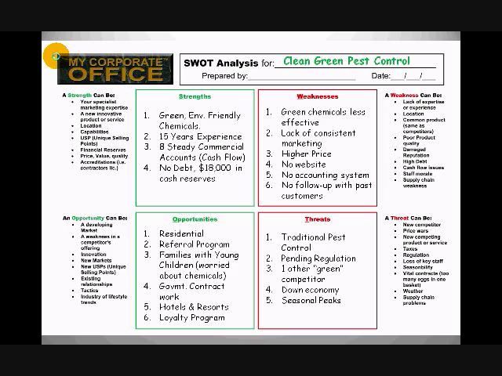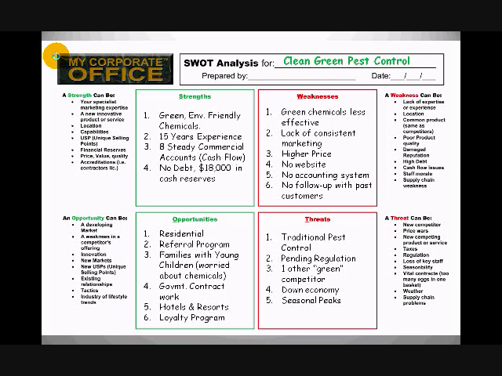For Clean Green, traditional pest control is a threat. We know that they can price lower than us and their chemicals are more effective than ours, a serious issue that we must consider and deal with. 2, pending regulation. Some of our products are facing FDA regulation which could prohibit their use or make them more expensive to use. 3rd, one other green competitor in our market. Are we staying ahead of them? Do we know what they're doing?